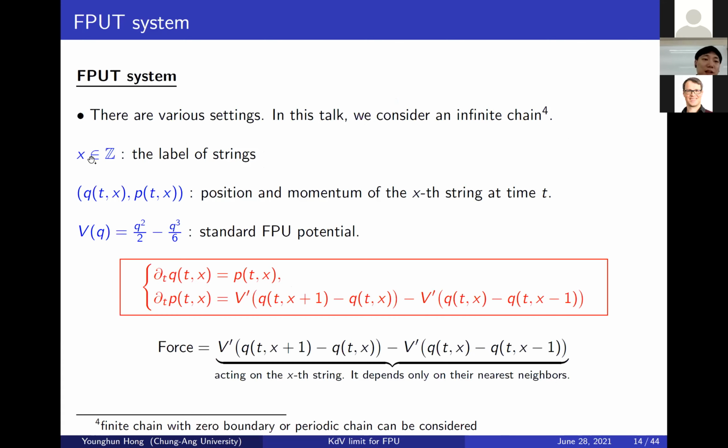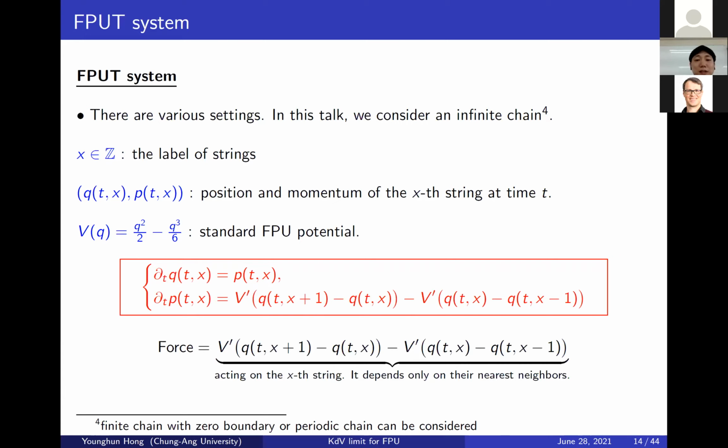Okay. So x is the label of strings on the infinite chain, and q and p are the position and the momentum of the x-th string at time t, and V is the potential function. It can be more general, but in this talk, let's fix the standard FPU potential. Okay, and then the model is given by this. So it's a standard equation. The derivative of position is momentum, and the derivative of momentum is the force, and the force is given by this. Here the key point is that this force depends only on the nearest neighbor points.